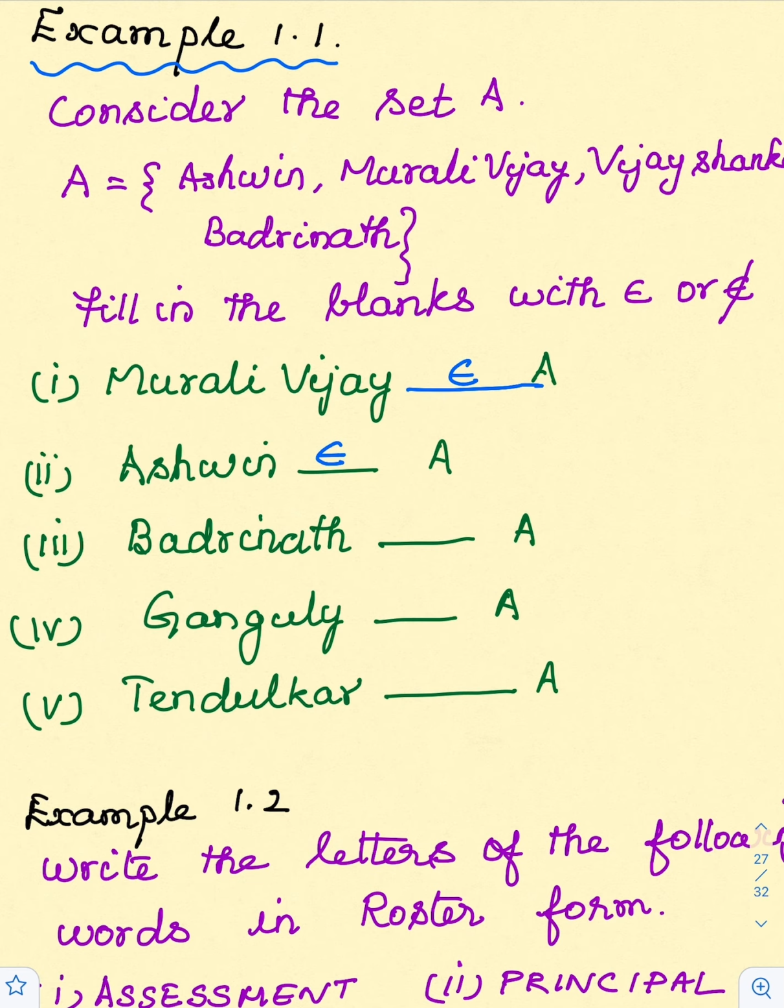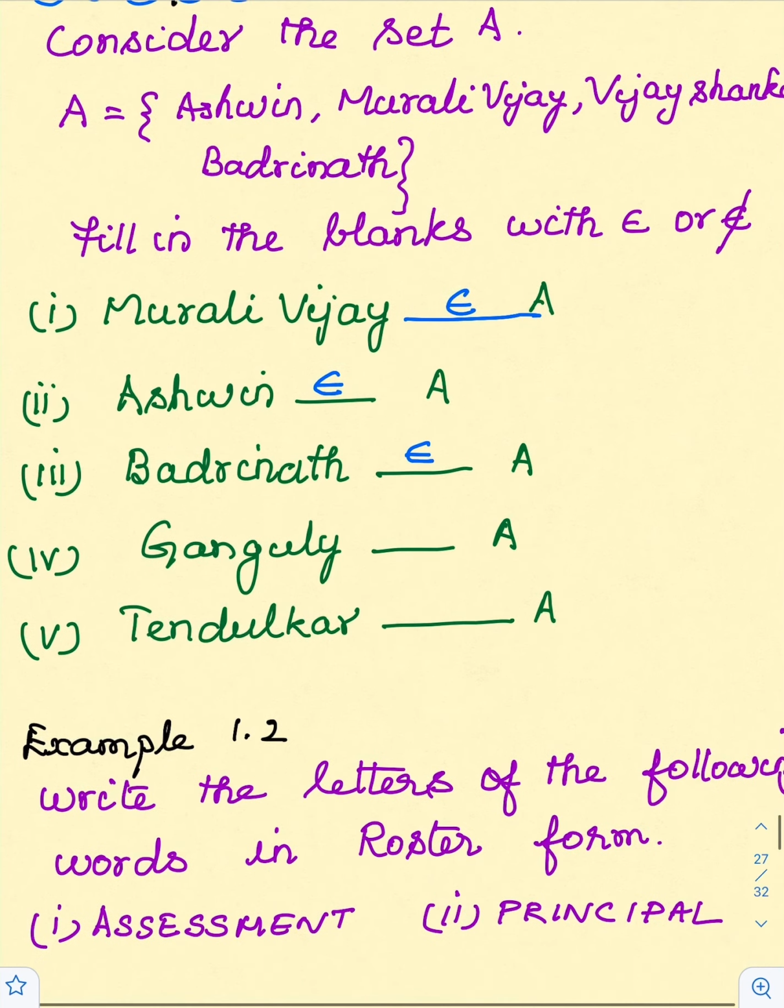Badrinath is also in the set A. So we write Badrinath belongs to A. Ganguly. Ganguly is not there. So we write Ganguly does not belong to A. Tendulkar. Tendulkar is also not in the set A. So we write Tendulkar does not belong to A.